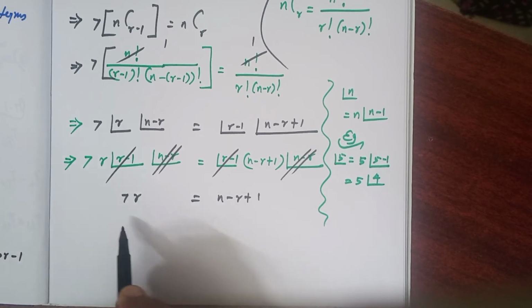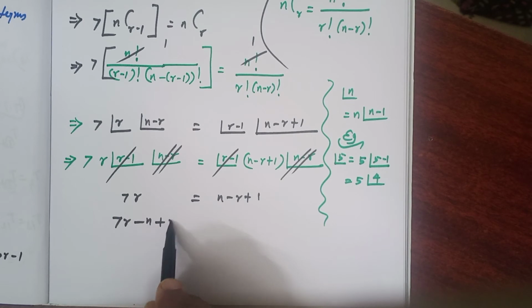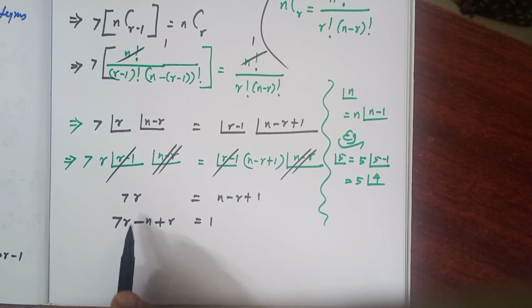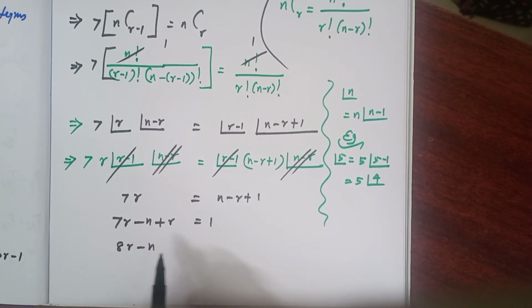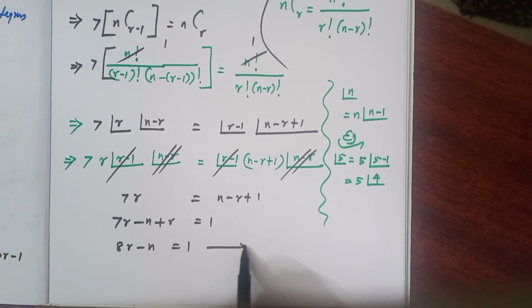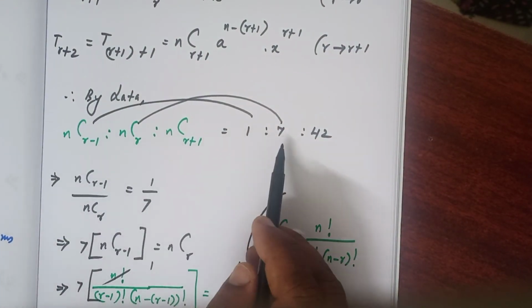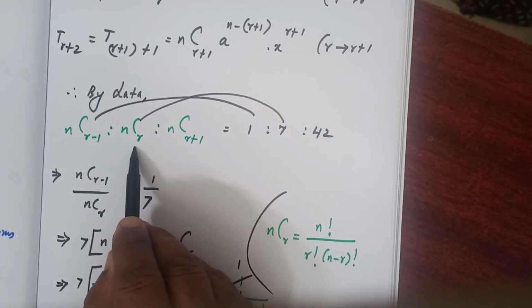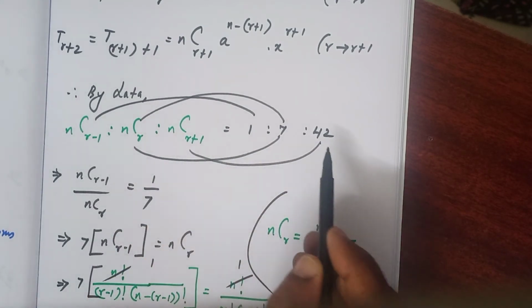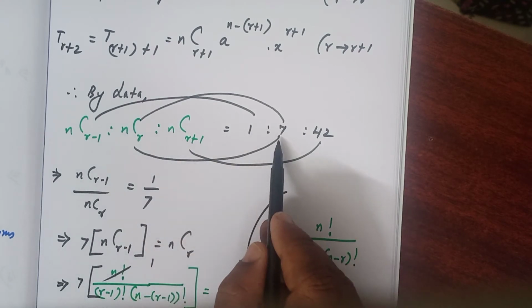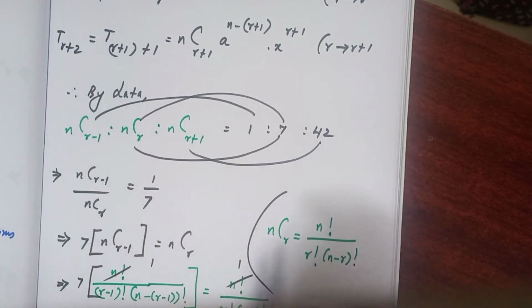Now 7r, this plus n comes left hand side minus n, minus r comes left hand side plus r. I am retaining the constant 1 in the right hand side. So 7r plus r, that is 8r minus n, that is equal to 1. Let it be equation number 1. Now here we have taken first and the second only. Like that, I am going to take second and third now. That is nCr by nCr plus 1, that is equal to 7 by 42.